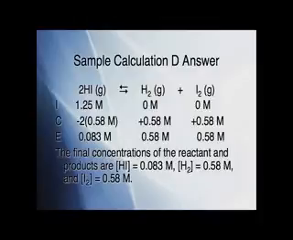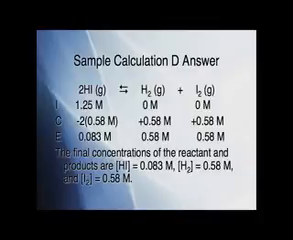At equilibrium then, I take my equilibrium concentration for HI is 1.25 moles per liter minus 2 times 0.58 moles per liter, which leaves me with an equilibrium concentration of 0.083 moles per liter. The concentrations for hydrogen and iodine are the same. Both are plus the x value, so 0 plus 0.58 moles per liter gives us an equilibrium concentration for hydrogen and iodine of 0.58 moles per liter for each of those.